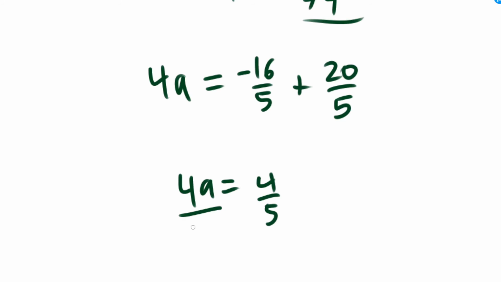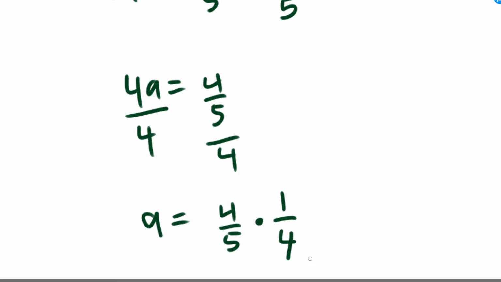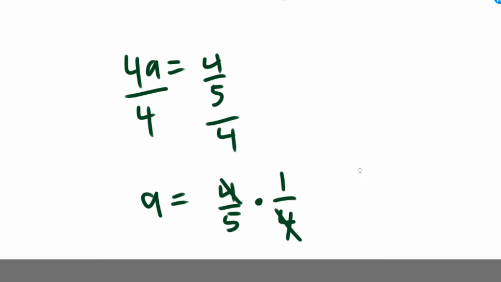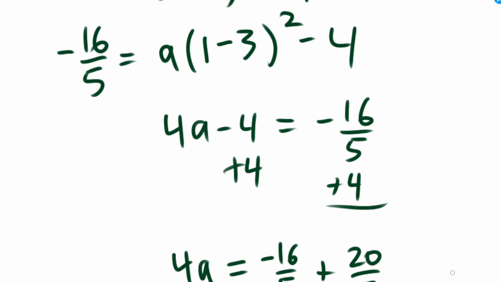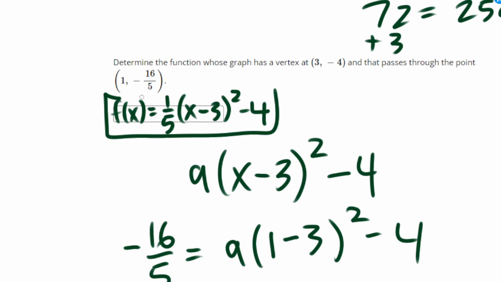We can divide both sides by 4. And that will give us a is equal to 4 over 5 multiplied by the reciprocal, so multiplied by 1/4. Then these 4's will cross out, leaving you with a is equal to 1/5. So now we can come back up and substitute that into our problem. We'll have f of x is equal to 1/5 times x minus 3 squared minus 4. That would be your answer.